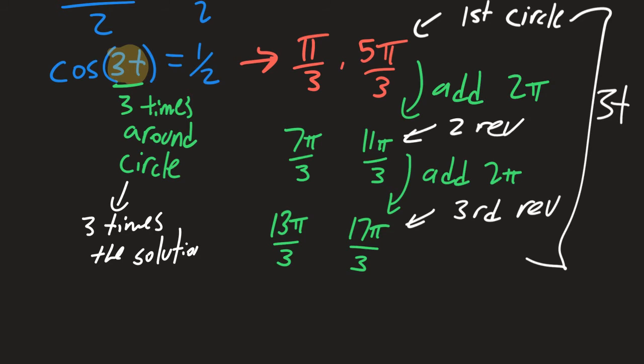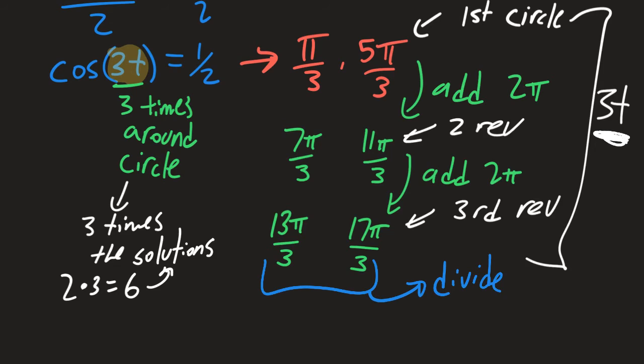Okay, and you should just note 3 times around the circle means 3 times the solutions. So normally on the circle, you can have 2 solutions in that first rotation, but since this was 3t, I have 2 times 3, 6 total solutions. And to get those final solutions, we're going to just divide this by 3, because again, this was 3t. Our final answer is going to be divided by 3. So let's take all of these numbers we've got, and we're going to divide them by 3.